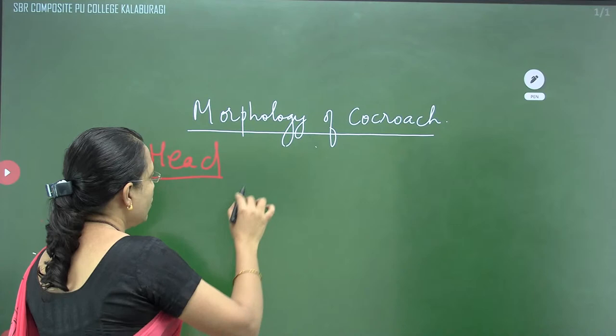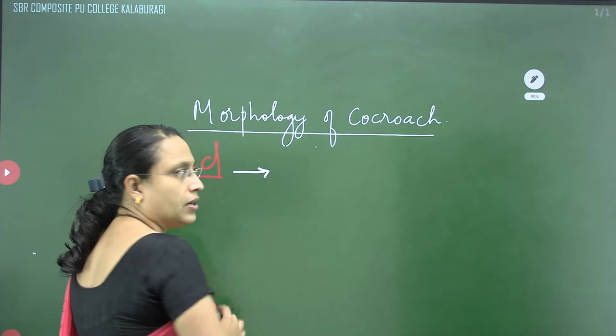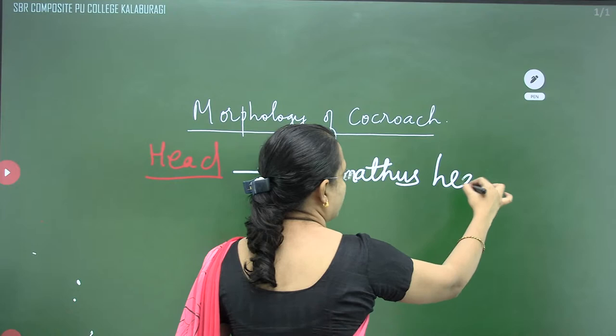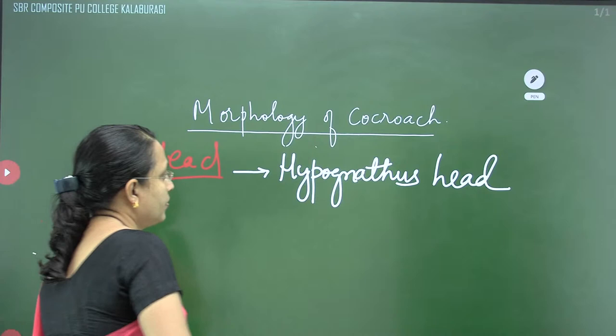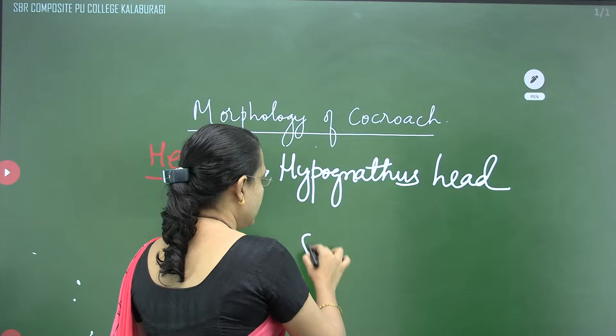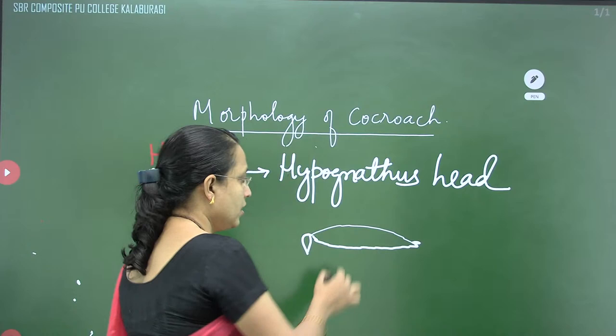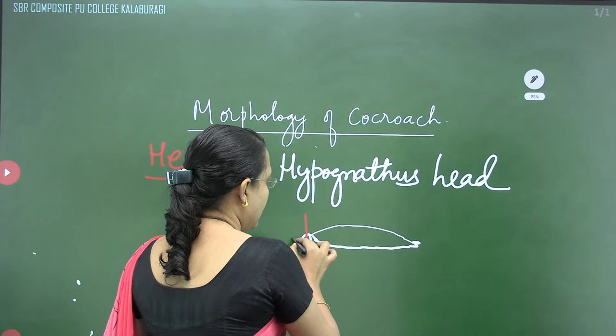The head of the cockroach is going to be a hypognathous head. Now, what is a hypognathous head? The head is somewhat triangular. I'll tell the shape. It is kind of triangular, and then comes the body. This will be the side view of the animal. Now, if you see this head, it is lying perpendicular to the longitudinal axis of the body.